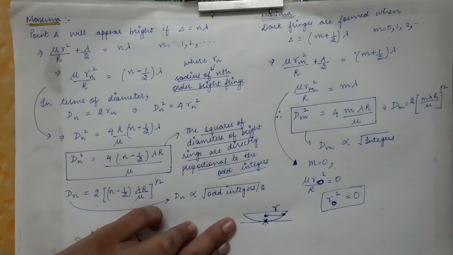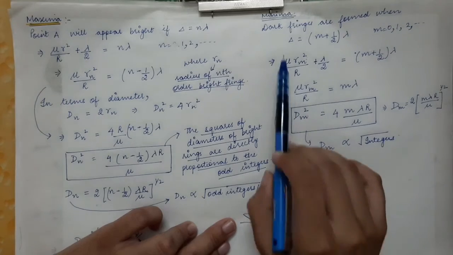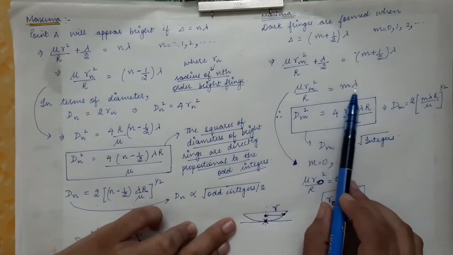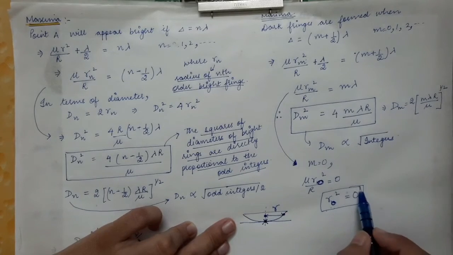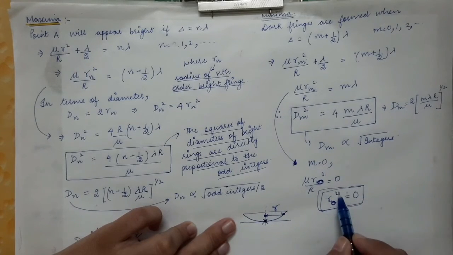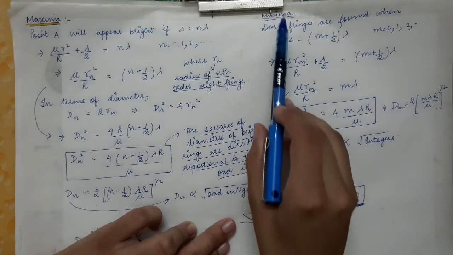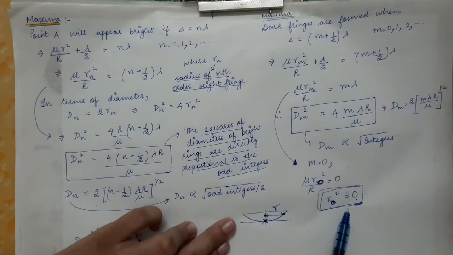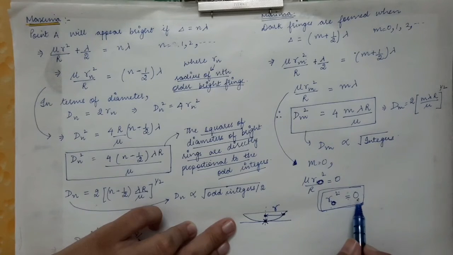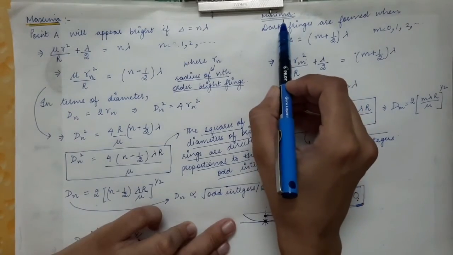So what is the nature of the central fringe? Is it a dark fringe or a bright fringe? In the case of minima, when you put m equal to 0, you get r0 equal to 0. So from the condition of minima, the radius of the 0th order dark fringe comes out to be equal to 0. It means that at r equal to 0, we get a dark fringe.